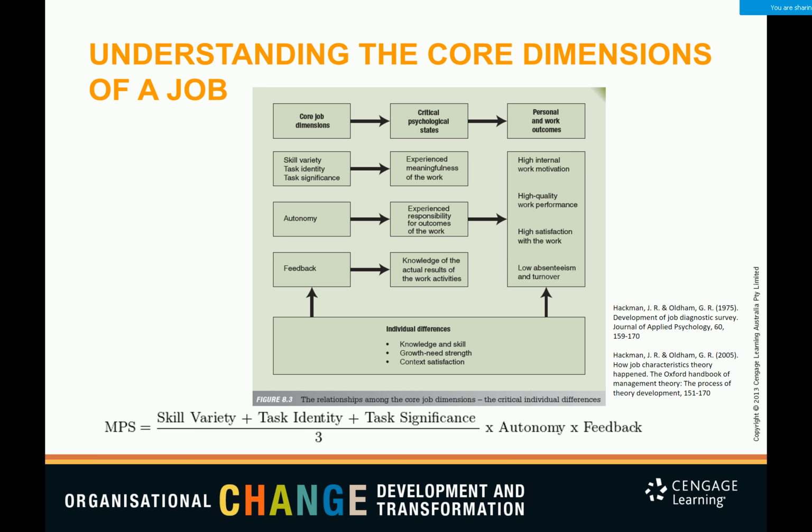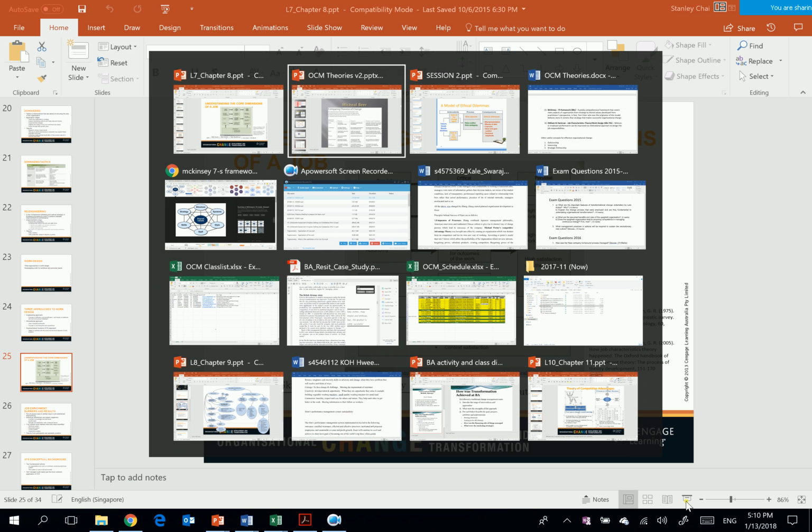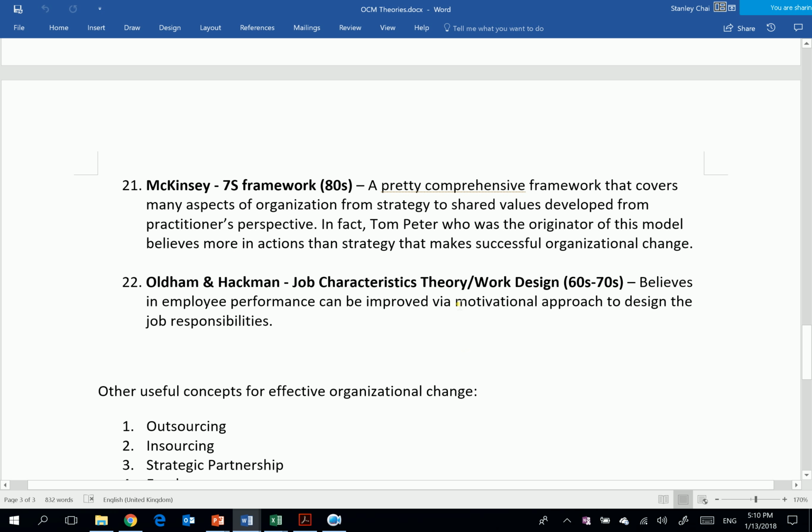In a nutshell, in order to motivate employees to perform better, you need to focus on improving the skill variety, task identity, task significance, as well as autonomy and feedback. Make sure that you give more empowerment, more autonomy, and enough feedback to get enough employee satisfaction, or higher performance. So that's Oldham and Hackman's job characteristic theory. How can you use it?